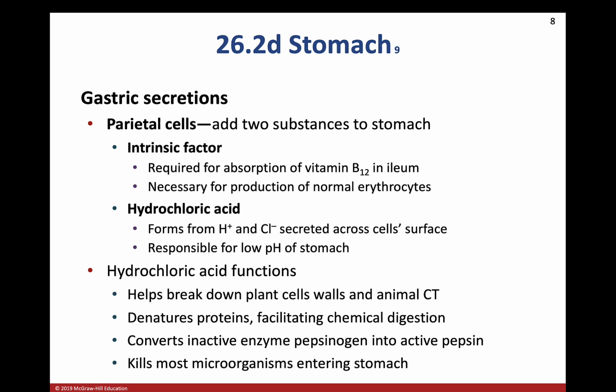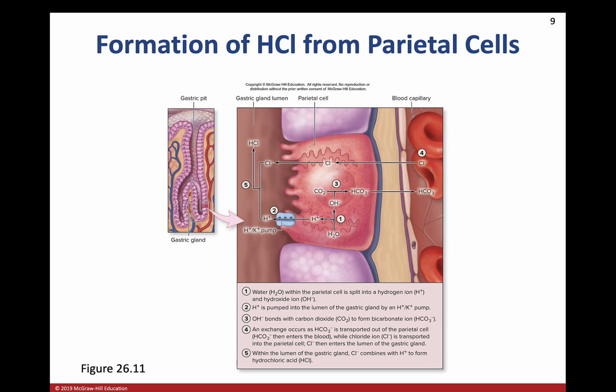The other thing to keep in mind here is microorganisms do not do well in an acidic environment, so that is the other function that is associated with hydrochloric acid, an immune function to kill microorganisms. Now, I'm not going to put a lot of emphasis at all on the formation of hydrochloric acid from parietal cells, so this is something that we can skip.